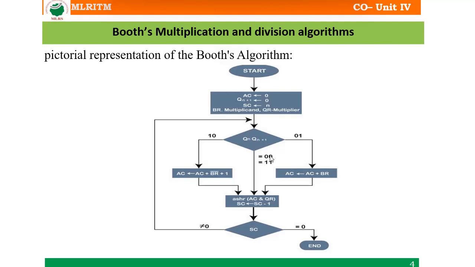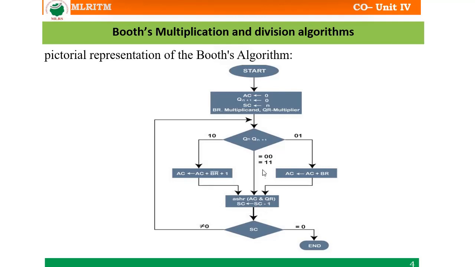If both are 0 0 or 1 1, we simply perform an arithmetic shift right. The accumulator value is shifted into QR, and QR is shifted into the Qn plus 1 position. After that, we decrement the sequence counter value. Initially the total number of bits in the multiplier is taken as the sequence counter value, and after performing the arithmetic shift right, we decrement it.